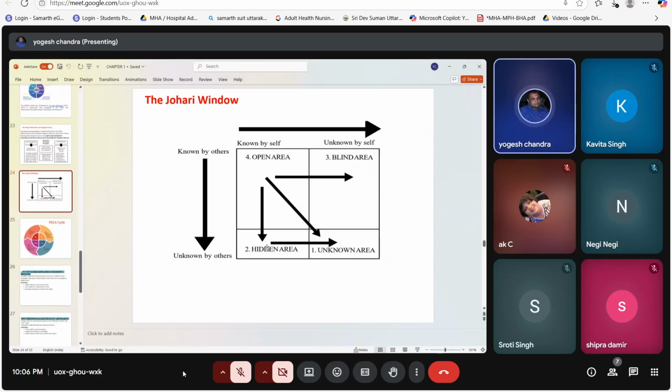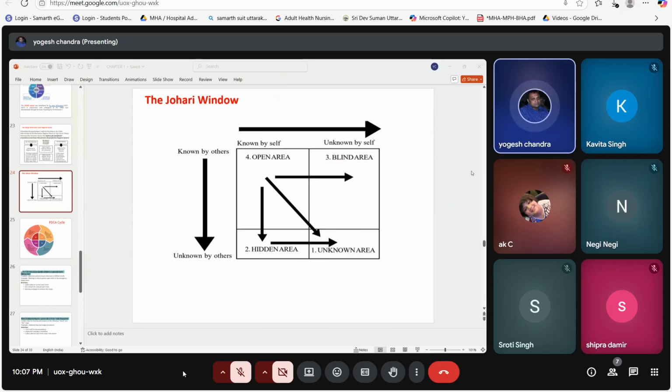And the zone one, that is the first area, is where you are unknown by yourself. You don't know about yourself and others also don't know about you. You can say that is the most dangerous kind of area, where you are not knowing yourself and others in the community or in your team are also not knowing you. That is a big problem, actually a big problem.